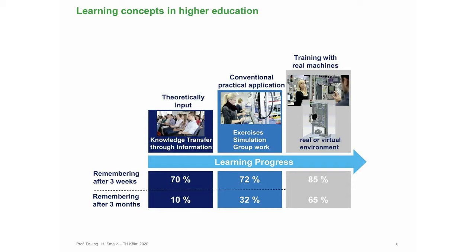But recently better results can be achieved when we teach, as also mentioned several times during this conference, by training, learning by doing on real machines. Also, if we train the students on a real machine, or in a real or virtual environment, according to the survey, the recall rate can exceed 65% after 3 months, which can also significantly lead to better learning outcomes in the students' results.